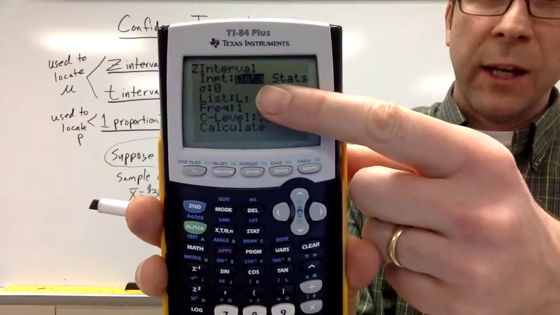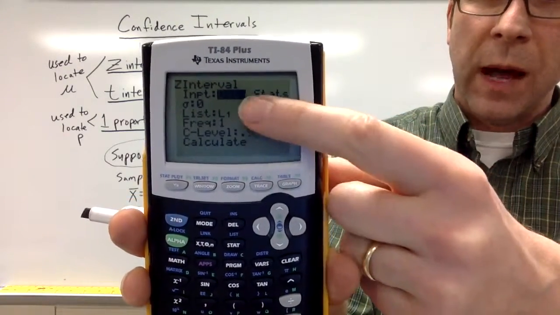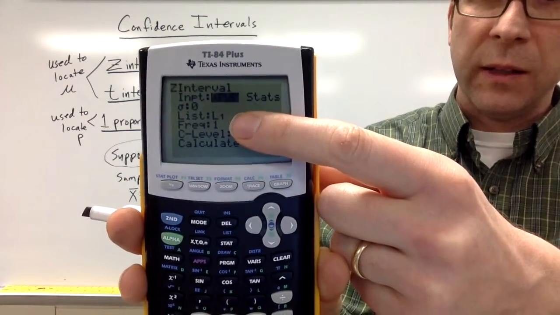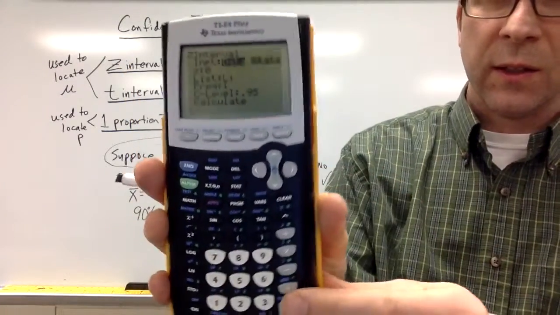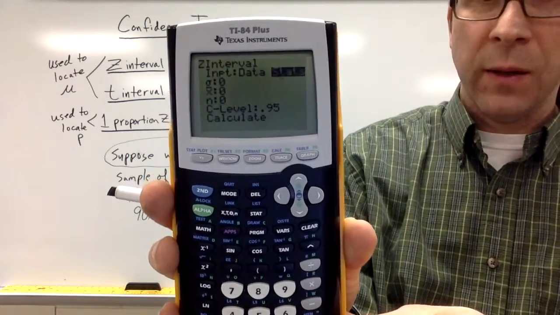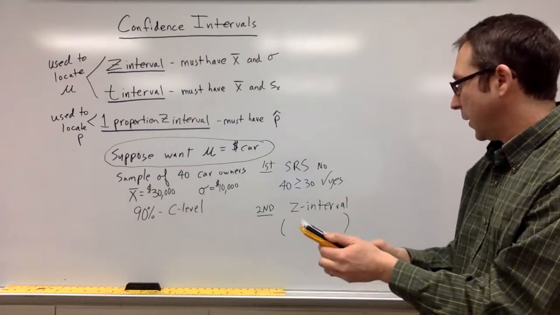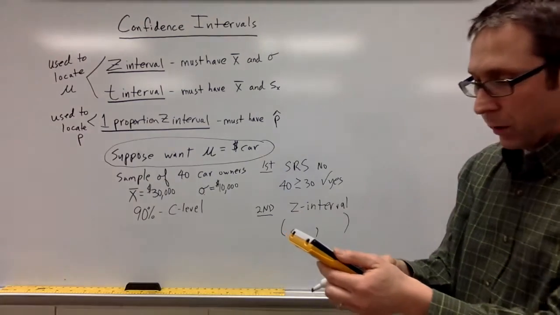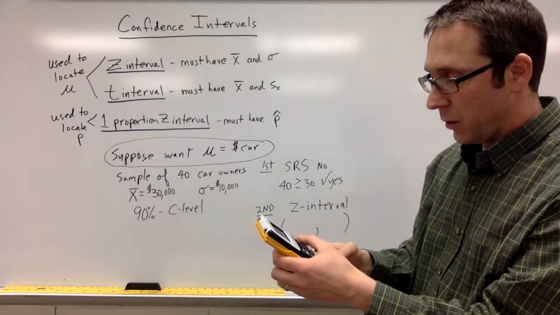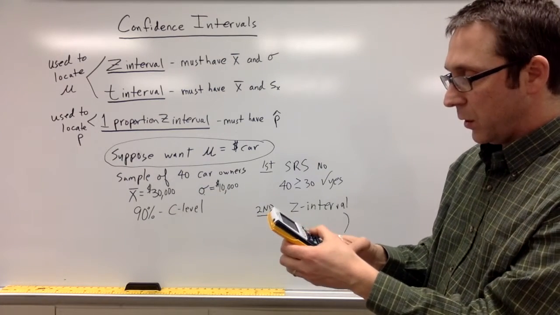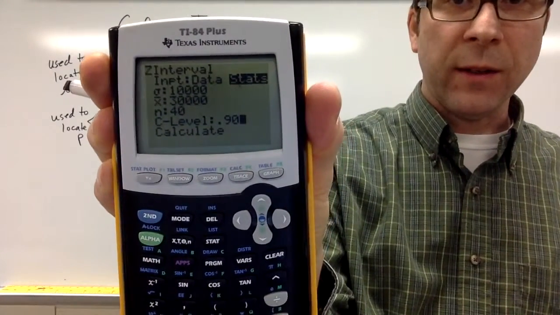In this case, it's lighting up the data option, but we don't have a list of data. All we have are the actual statistics. So you would choose statistics and just type in the ingredients that are on the board. So it's $10,000 for standard deviation, $30,000 for the average. There's 40 owners, and we're using 0.90 as our confidence level.